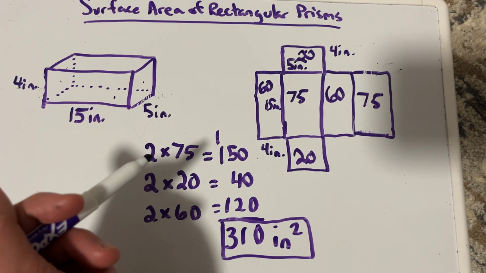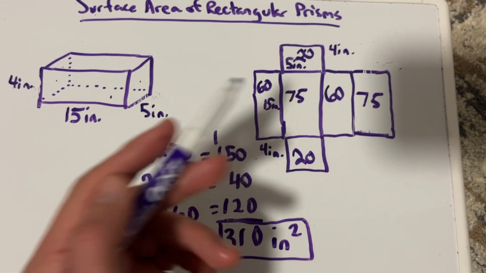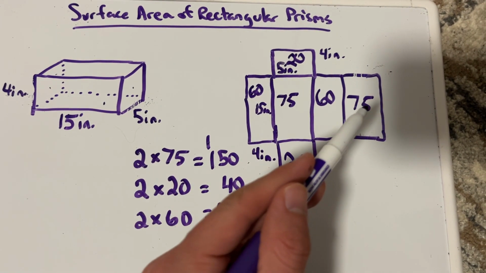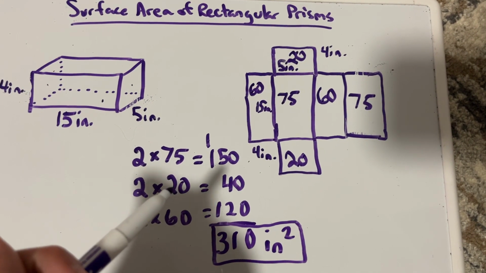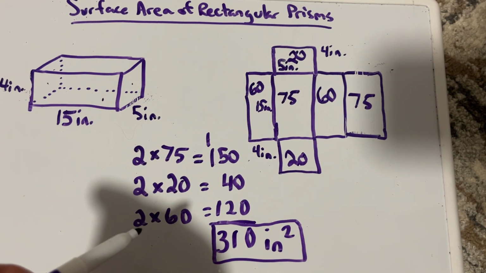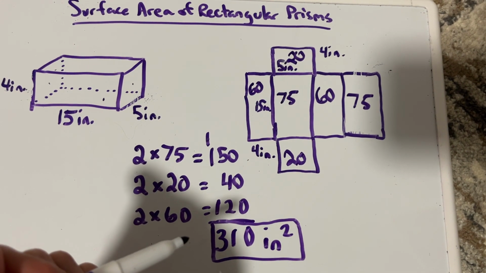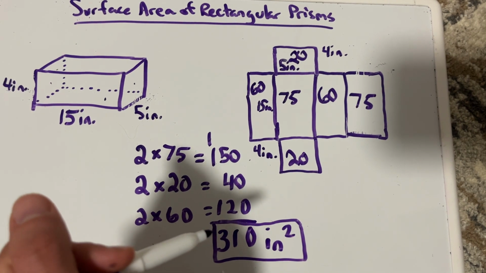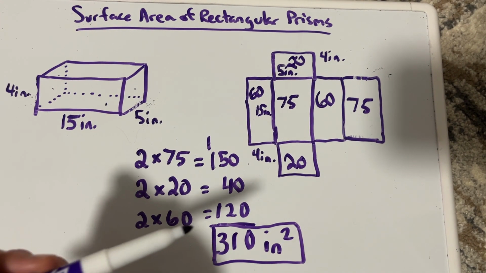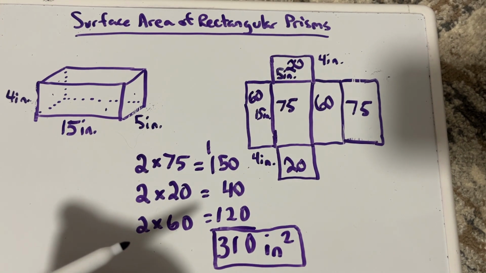And I multiplied those areas by 2 because there are 2 faces with an area of 75, 2 faces with the area of 20 square inches, and 2 faces with the area of 60 square inches. I add them all together, and now I found the combined area of each face of the rectangular prism.